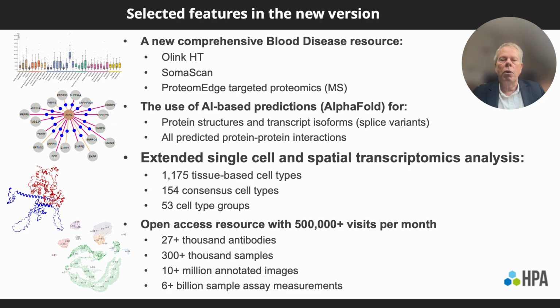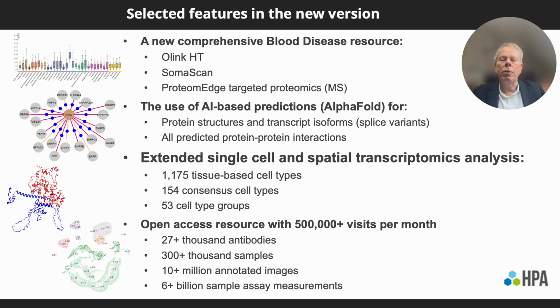In the new version of the Protein Atlas, we have selected a few features that we want to discuss further in this presentation. First, a new comprehensive blood disease atlas using 3 different assay platforms. The use of AI-based predictions from AlphaFold, both for protein structures and for protein-protein interactions. And then the comprehensive extension of the single cell and spatial transcriptomics resource.